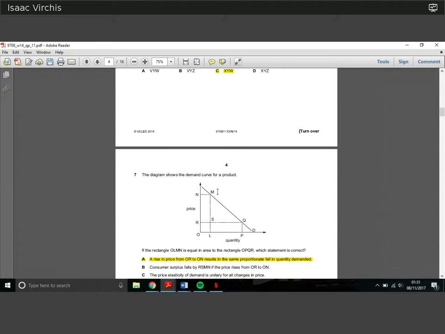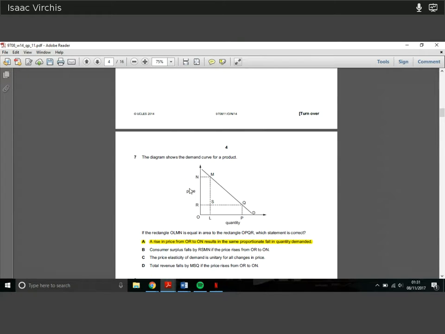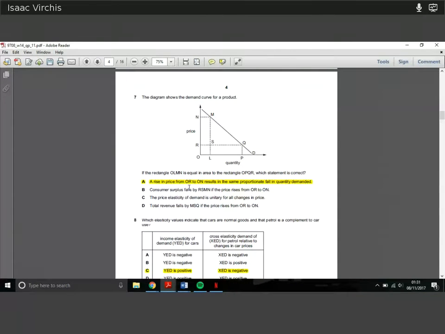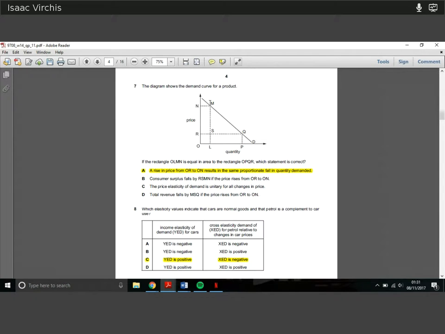Right, question seven. Question seven shows the demand curve for a product here. If you have the rectangle here, O to L, O to N, we also know that that's equal in area to this rectangle, RQPO. Those two are equal.